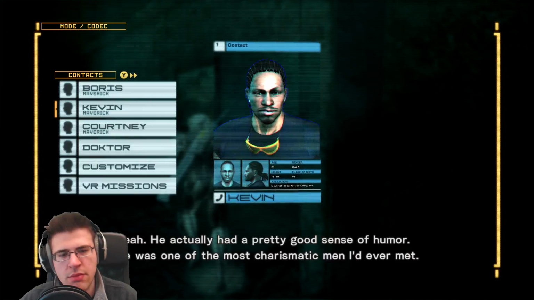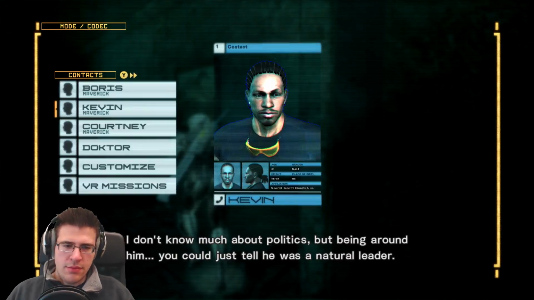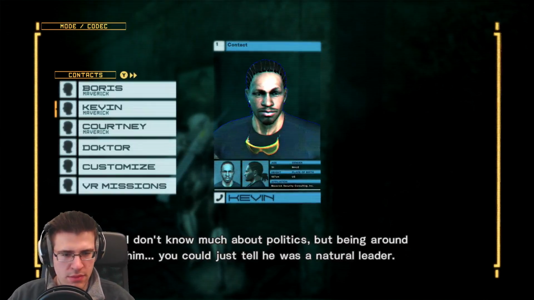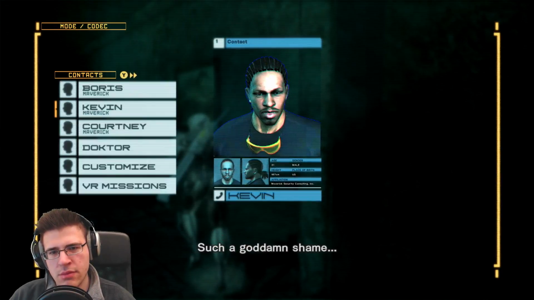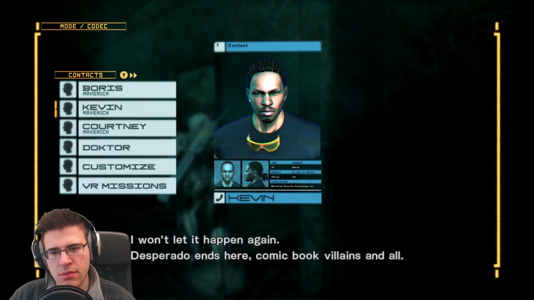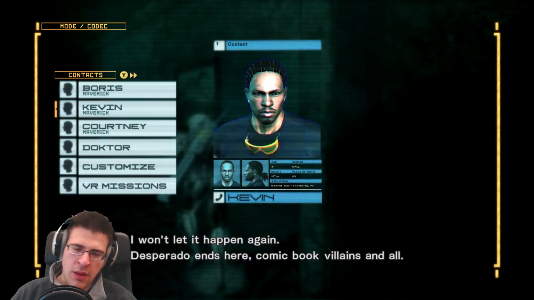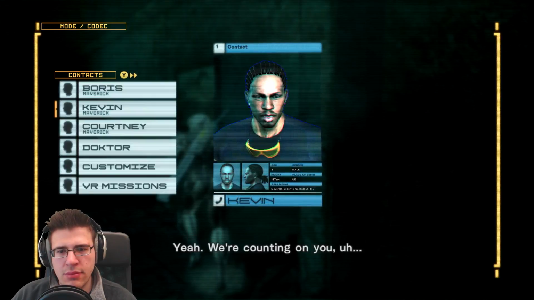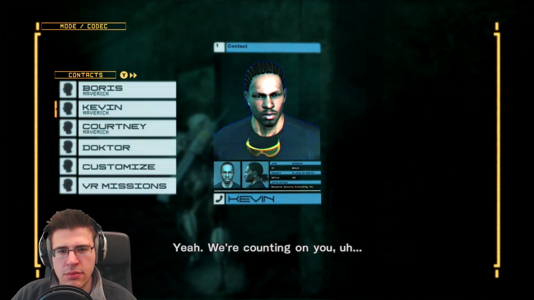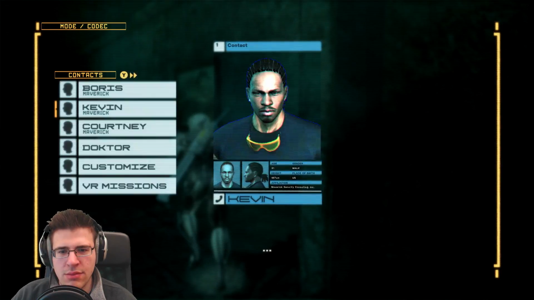He was one of the most charismatic men I'd ever met. I don't know much about politics, but being around him, you could just tell he was a natural leader. Such a goddamn shame. I won't let it happen again. Desperado ends here. Comic book villains and all. Yeah. We're counting on you, Mr. Lightning Bolt.